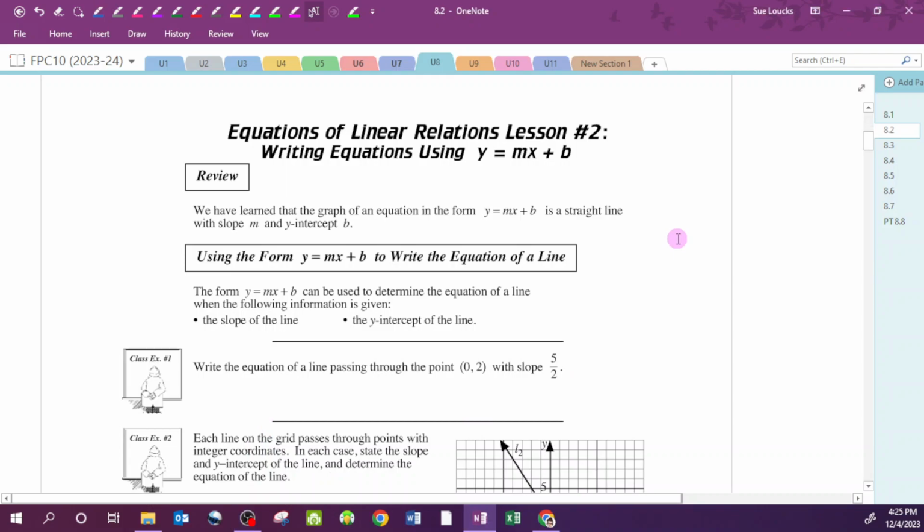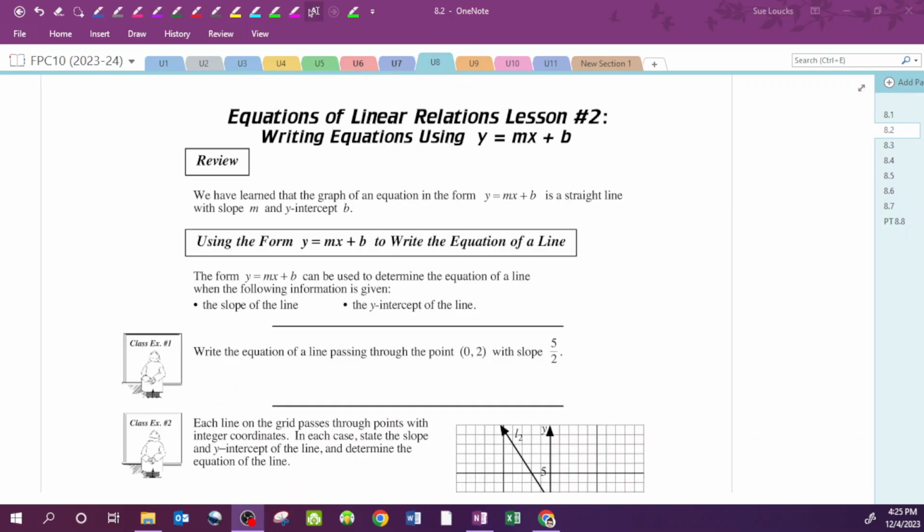Okay, so the first example: write the equation of a line passing through the point (0, 2) with slope 5 over 2. So we know that our slope m is 5 over 2. And our y-intercept is the value when x is 0, so that's just 2. We're given it there, but it just looks a little bit different, but that is just the y-intercept. So our solution here, the equation is y equals 5 over 2x plus 2.